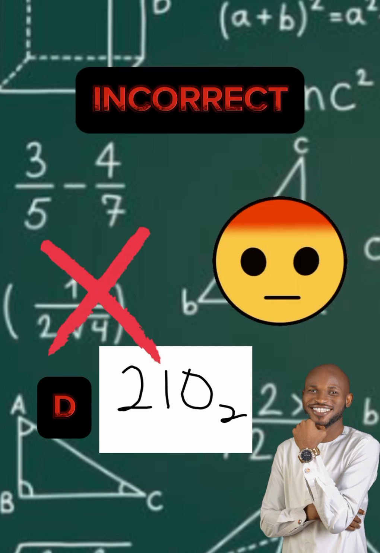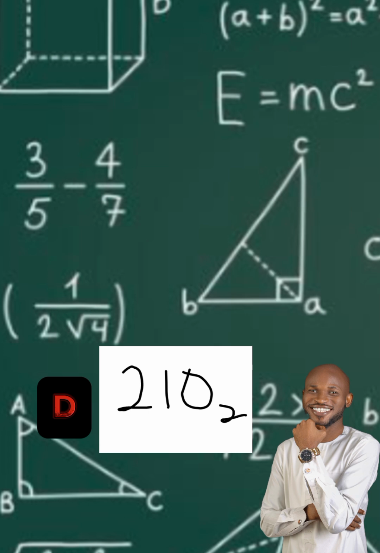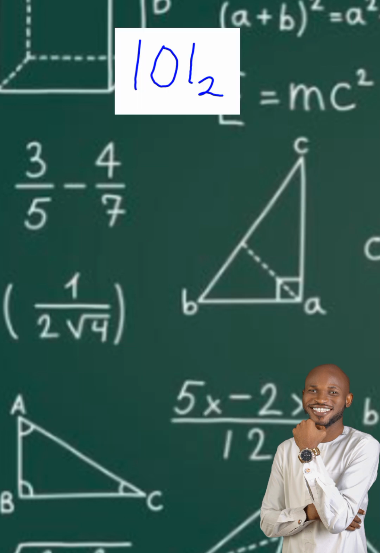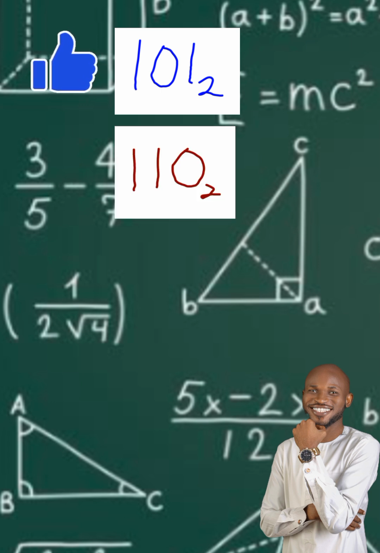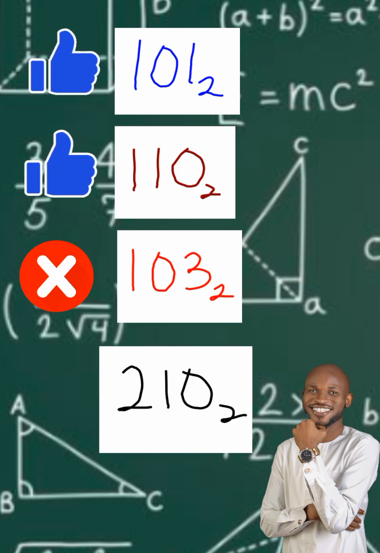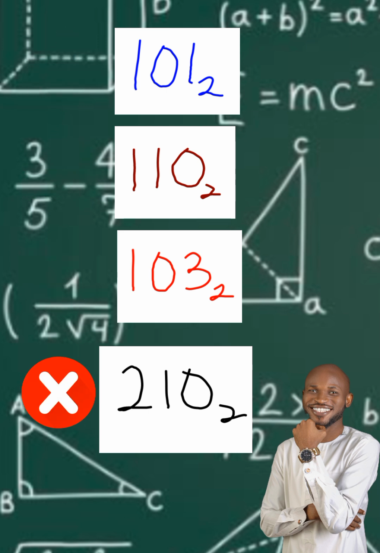210 in base 2 is incorrect. A number cannot appear in its own base. So 101 in base 2 is correct. 110 in base 2 is correct. 103 in base 2 is wrong. 210 in base 2 is wrong.